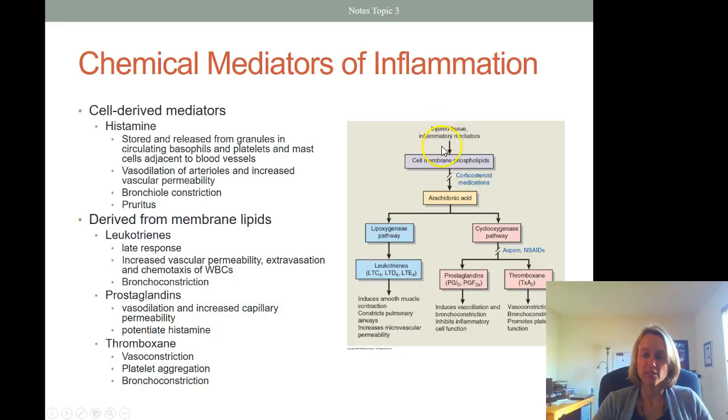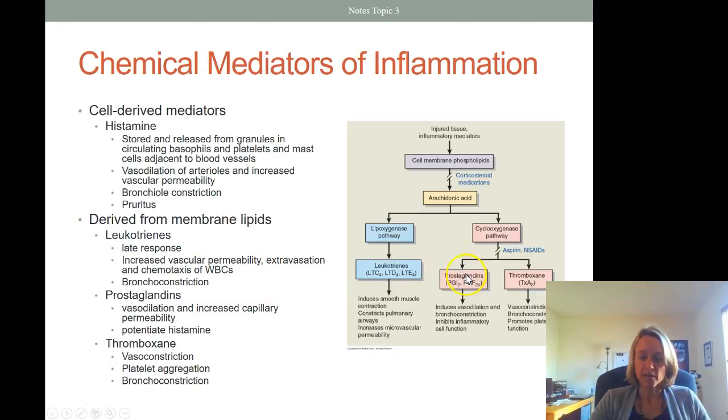So injured tissues and inflammatory mediators act on cell membrane phospholipids to produce arachidonic acid. And then from arachidonic acid, we can produce leukotrienes, and they're involved in a late inflammatory response. They cause constriction of the pulmonary airways, so bronchoconstriction, and they increase capillary permeability. Okay, so they're going to allow things to leak out. They are also involved in chemotaxis.